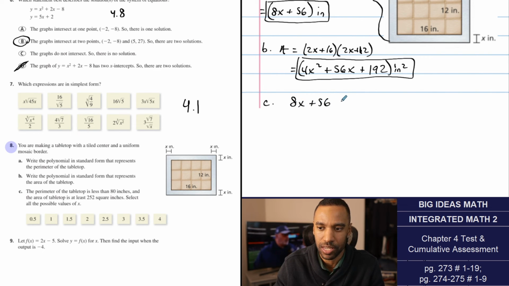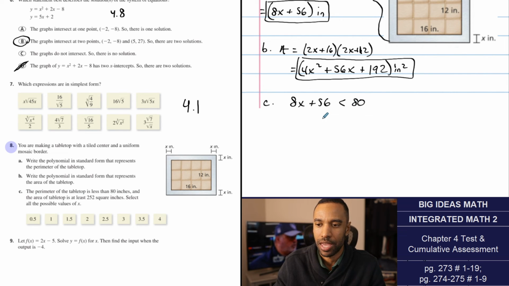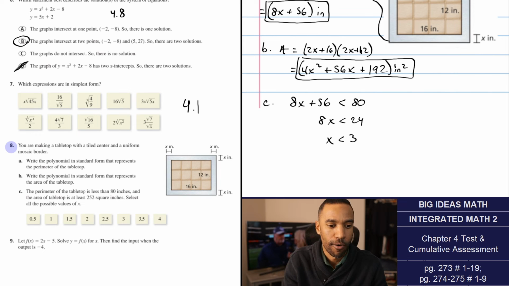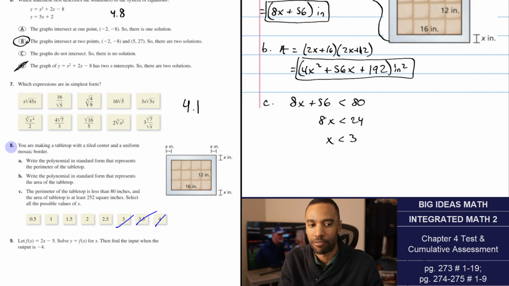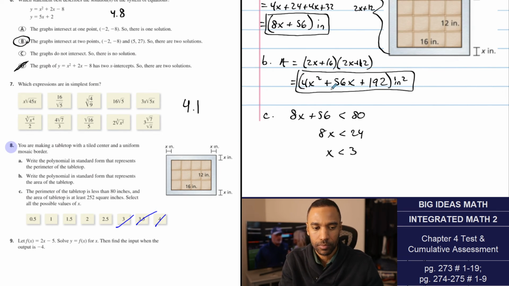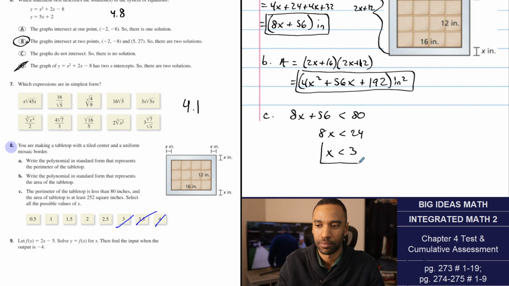8x plus 56 must be less than 80. Therefore, 8x must be less... Oh, this is a lot faster. 8x is less than 24, so x has to be less than 3. Therefore, 3, 3.5, and 4 are out. You can't have a perimeter that is 80 inches or more. So those are already out from that. Pretty cool. We can work that out.